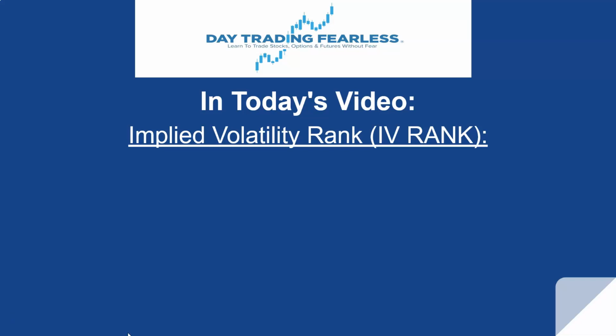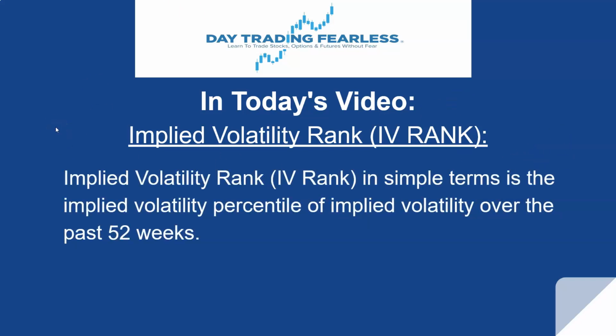Okay, in this video, we're going to talk about implied volatility rank, which is also known as IV rank. Okay, what exactly is IV rank? Implied volatility rank, IV rank, in simple terms, is the implied volatility percentile of implied volatility over the past 52 weeks.